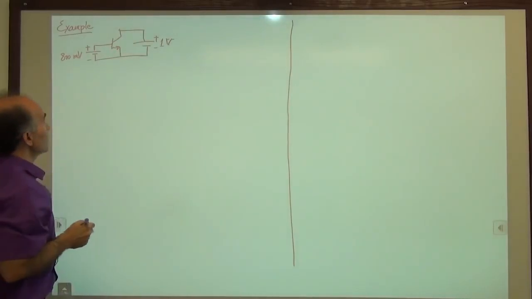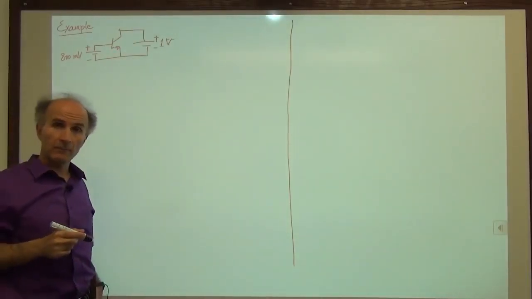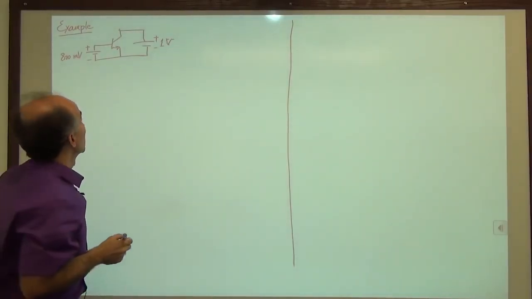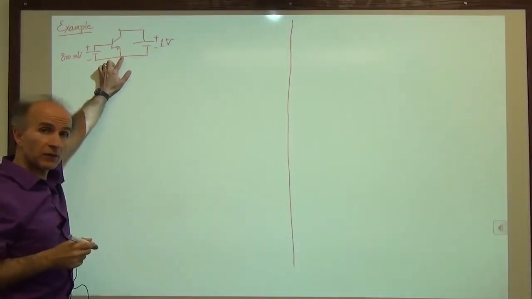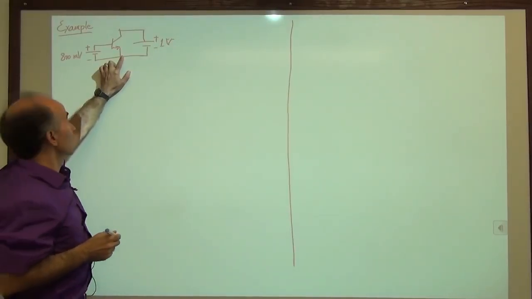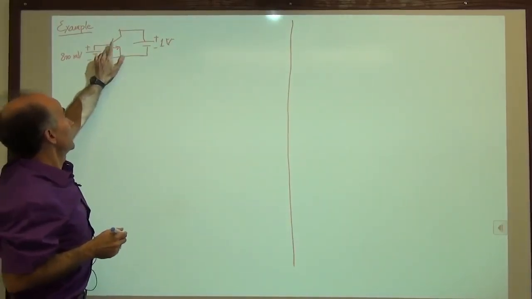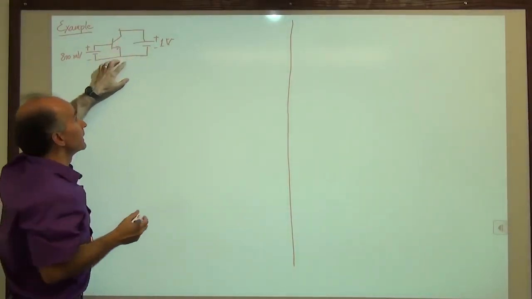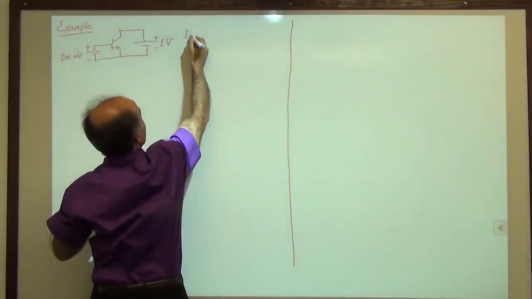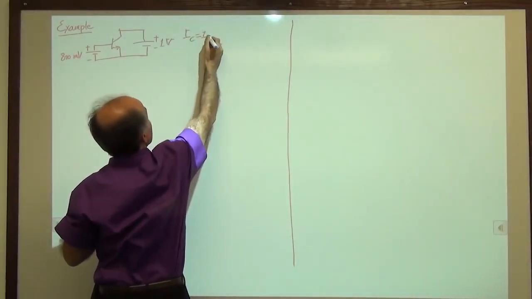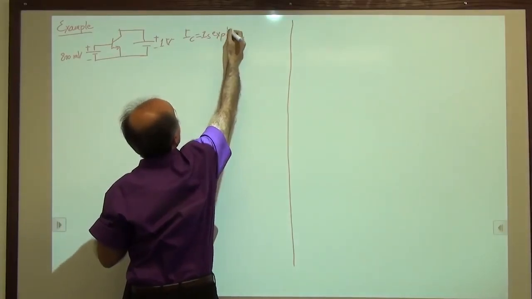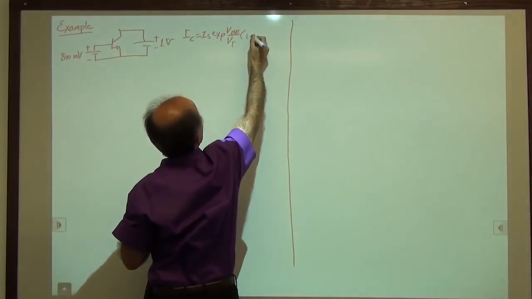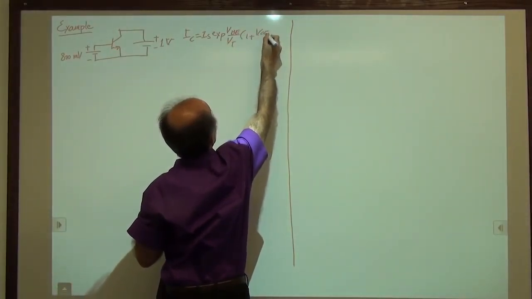Okay, so the first thing to do is find the bias quantities, in particular the collector current. Is the device in the forward active region? Yes, because the base emitter is forward biased and the base collector is reverse biased. So we're good. We can use the equations that we had before. IC is equal to IS exp of VBE over VT times 1 plus VCE over VA.